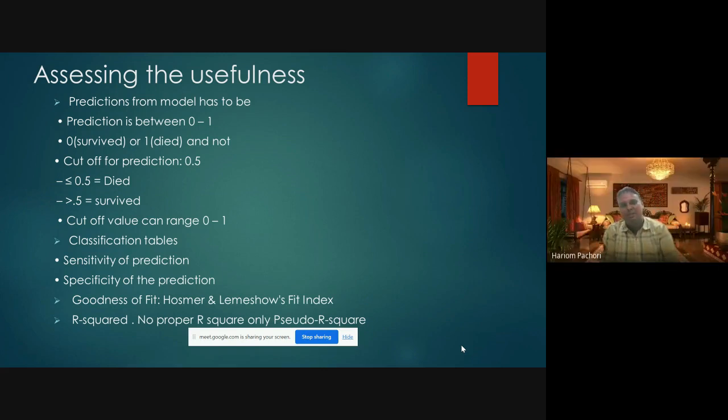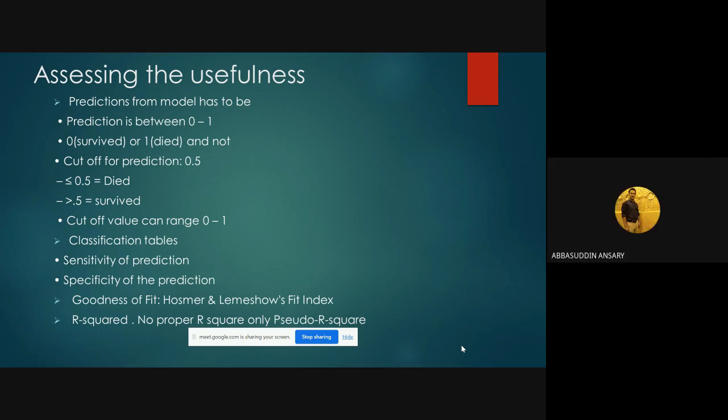So similarly, in logistic regression, instead of the R square value, we get the pseudo R square value, and goodness of fit is assessed by the Hosmer and Lemeshow fit index. These are the two measures which are useful whenever you are running logistic regression in SPSS. Okay. Clear? Yes, sir. Okay.